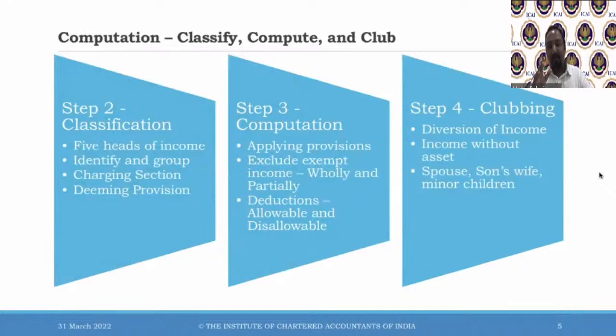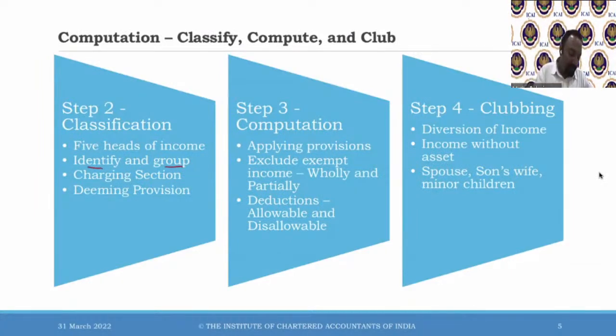The second step that we are talking about is classification. We said there are 5 heads of income. Each of the heads of income should be identified and grouped. So you identify, as I told you, if it's salary, put it in the bucket of salary. If it is interest income from fixed deposit or something, put it in the bucket of what? Income from other sources. If it is remuneration from partnership firm, categorize it as what? PGBP, profits and gains from business or profession. So this is how you categorize. You identify and group them.